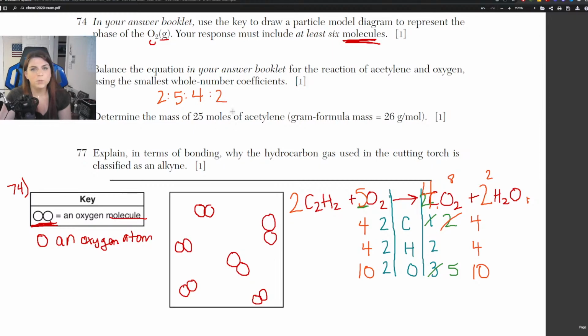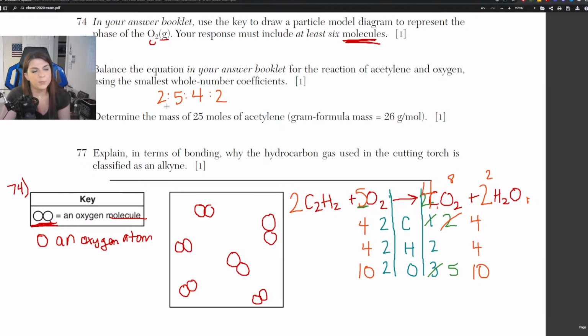That's not what it asks for, but that's just for the sake of anybody who's not watching live. Determine the mass of 25 moles of acetylene, and then it tells you the gram formula mass, or the molar mass, is 26 grams per mole. So there's a few ways to figure this out.